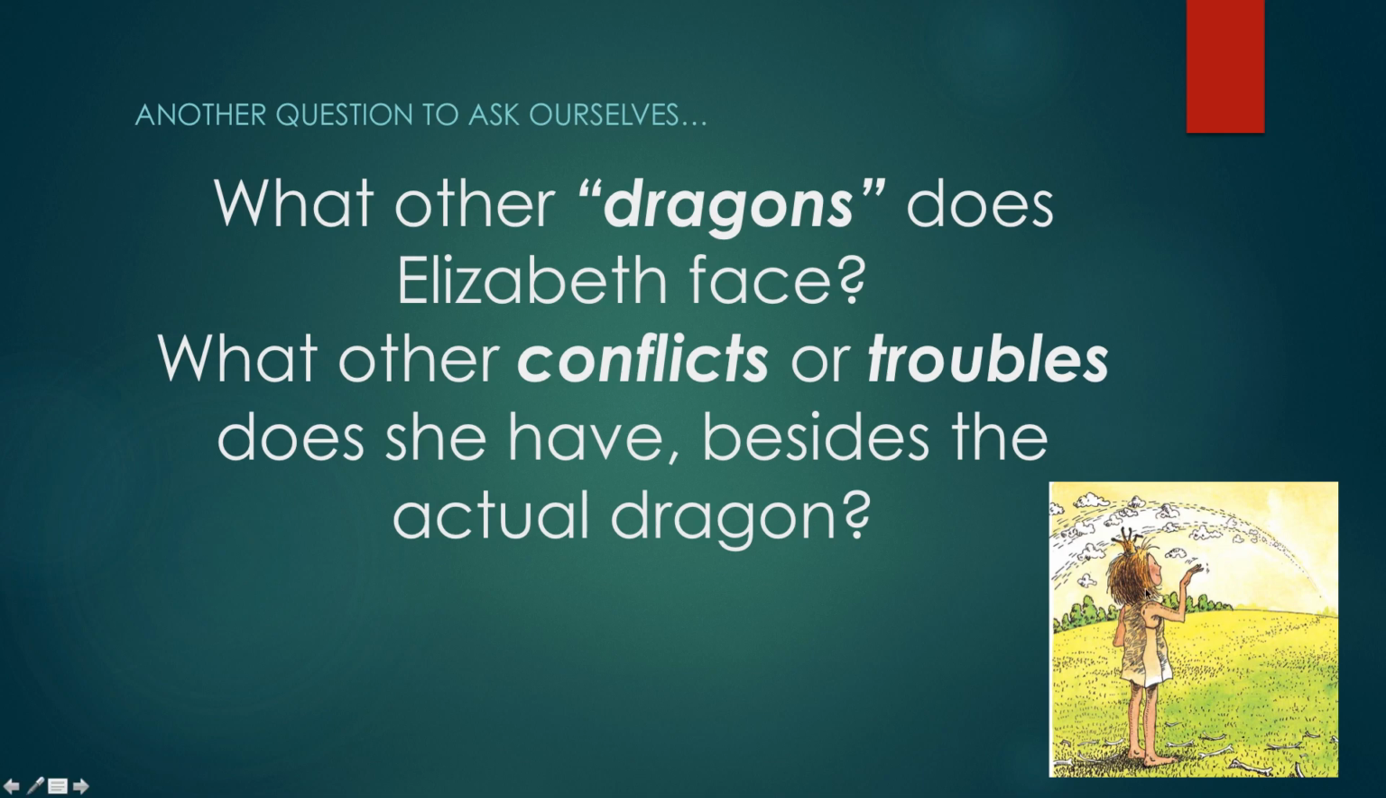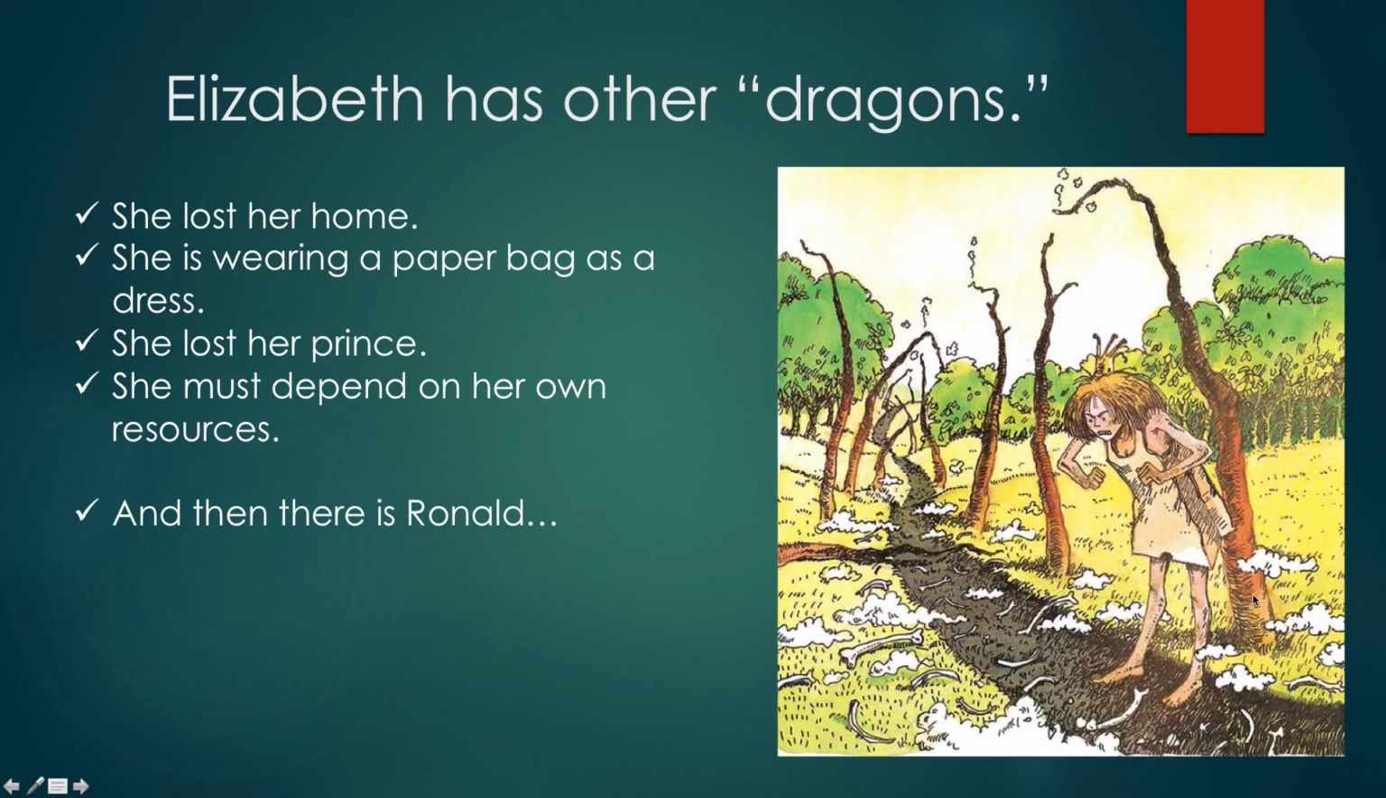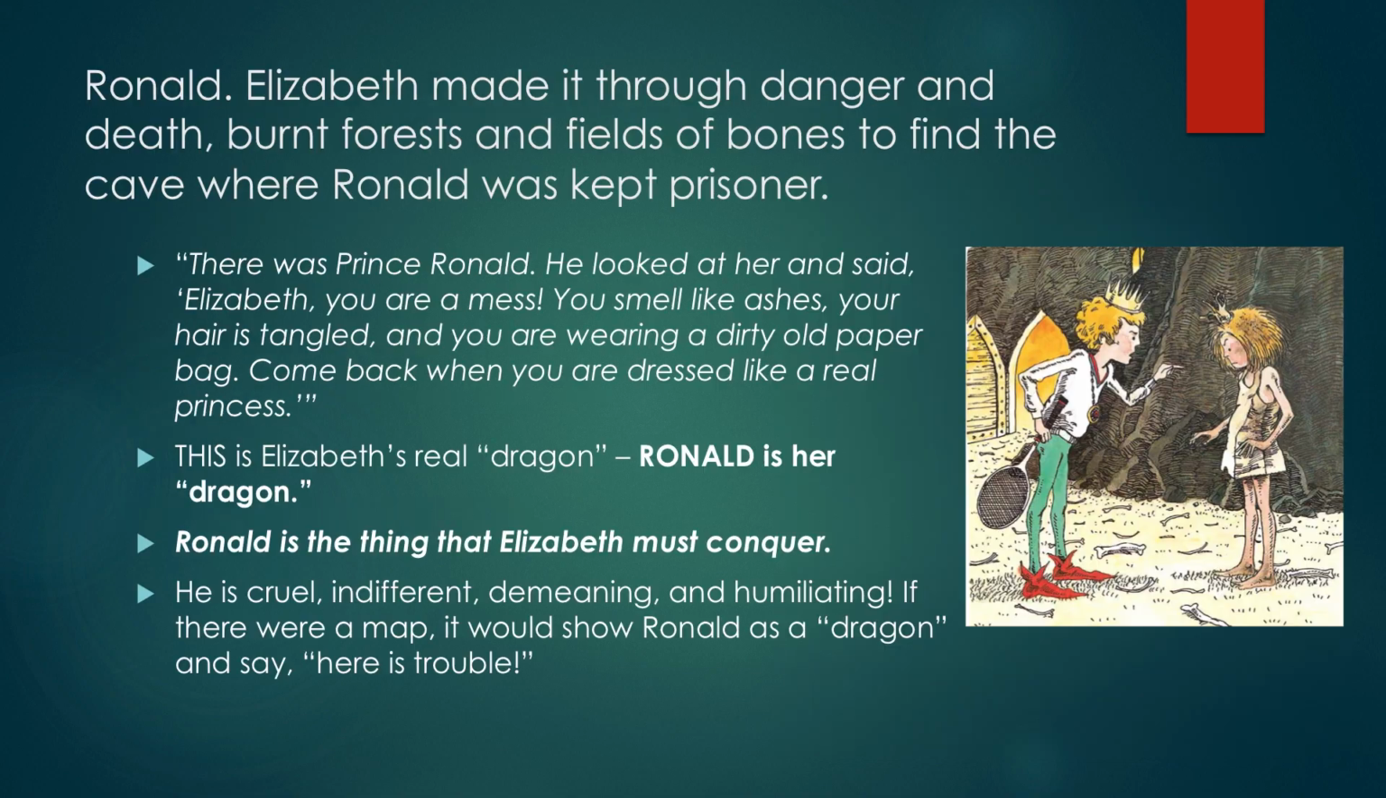And we could kind of see one right here in this picture. So if we think about her other conflicts and problems, her other dragons, she's lost her home, she's lost all her clothing, and she's wearing a paper bag as a dress. She has lost her prince, and now she has to depend on herself. And then there's Ronald. Okay?